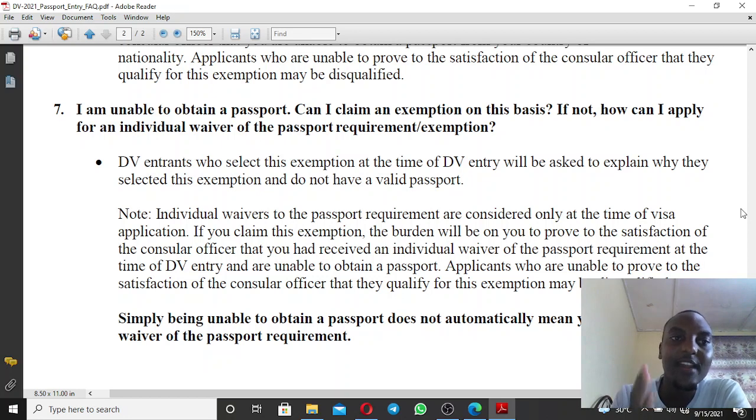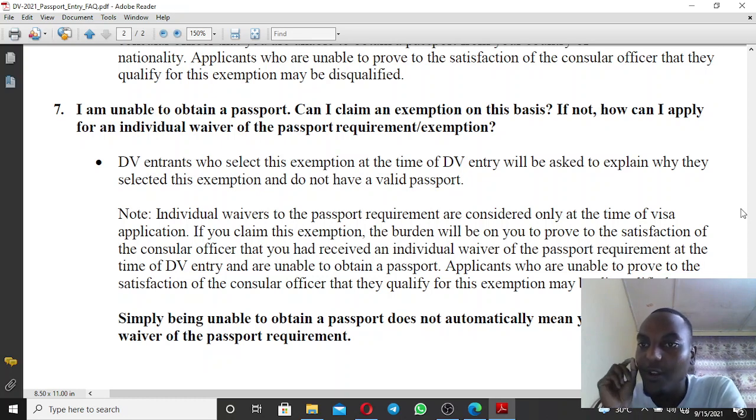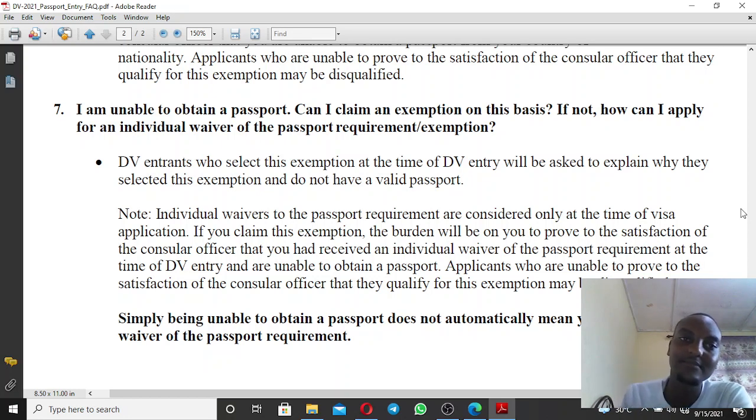Another question is, I am unable to obtain a passport. Can I claim an exemption on this basis? If not, how can I apply for an individual waiver of the passport requirement or exemption? That is the question. And the answer to this question is, DV entrants who select this exemption at the time of DV entry will be asked to explain why they selected the exemption and do not have a valid passport.